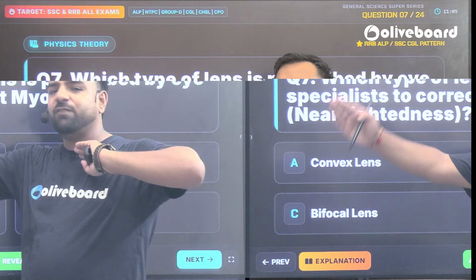Okay, so myopia, that is nearsightedness: nearby objects are clear, but distant objects appear blurry. The image formed is in front of the retina. It is corrected using a diverging lens, that is the concave lens. Fine. And if I talk about hypermetropia, that is farsightedness, nearby objects are not clearly visible. And if nearby objects are not clearly visible, we'll go with the convex lens.